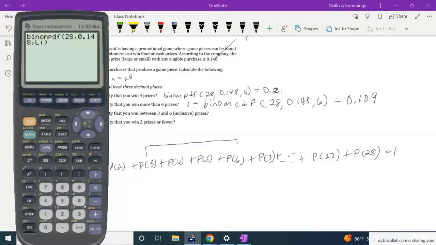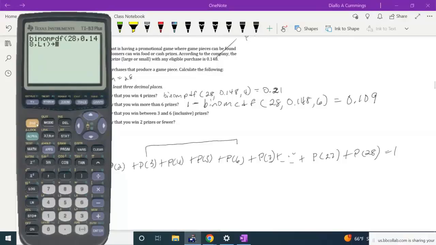So now this is what the calculator is going to do. It's going to take each one of those values, 3, 4, and 5. It's going to find all the probabilities. I'm going to store those values in list 2.